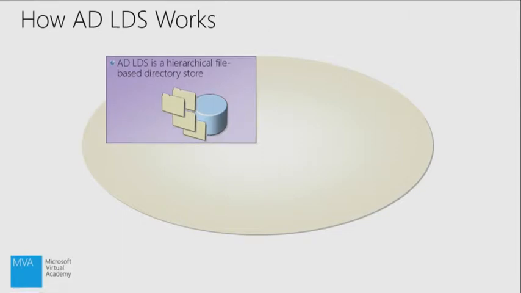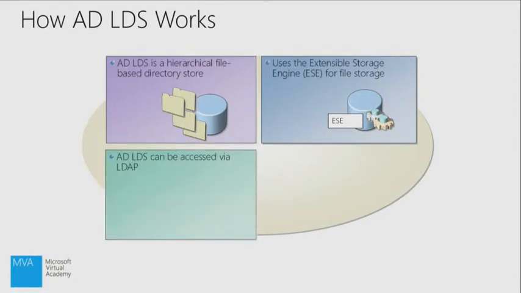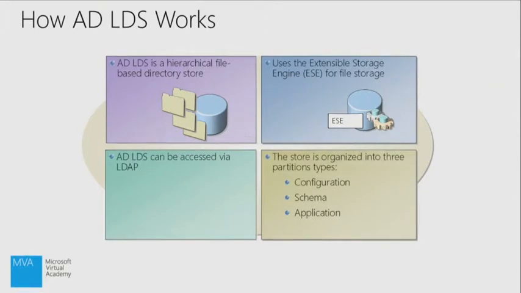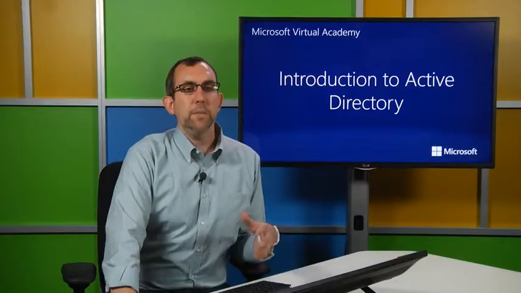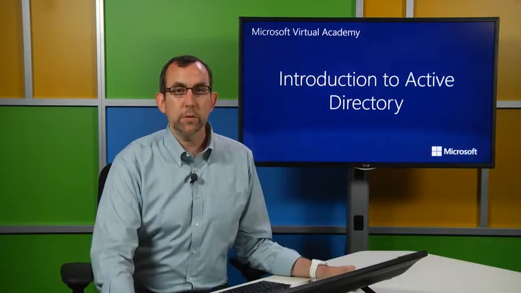Hierarchical file-based directory store. You might remember some of this information from our Active Directory Domain Services module, only because Active Directory Lightweight Directory Services is the same underlying structure. It uses the extensible storage engine for file storage, just like Active Directory Domain Services. It can be accessed via LDAP, just like Active Directory Domain Services. And the store is organized into 3 partition types: config, schema, application. The partitions are a little bit different in Active Directory Lightweight Directory Services than they are in ADDS. We'll talk a little bit more about that as we go through this course.